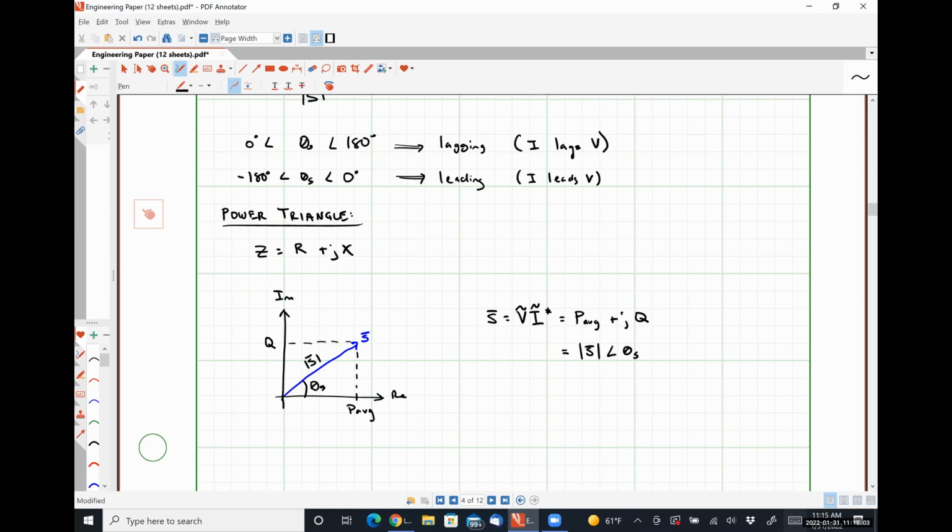Yeah, so it's exactly right. So it's still lagging, but it's actually supplying power while it lags. If our angle theta S were in quadrant 4, that would be leading while absorbing power. And if our angle theta S lies in quadrant 3, that would be leading while supplying power. Okay. All right, so anybody have any questions regarding the power triangle?